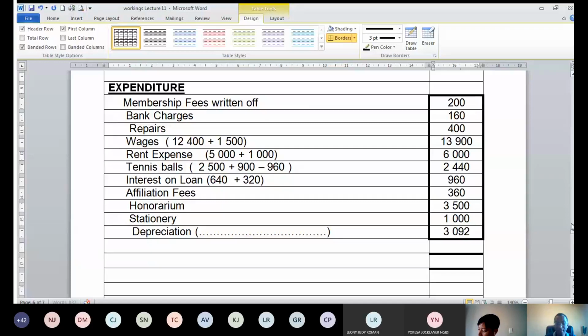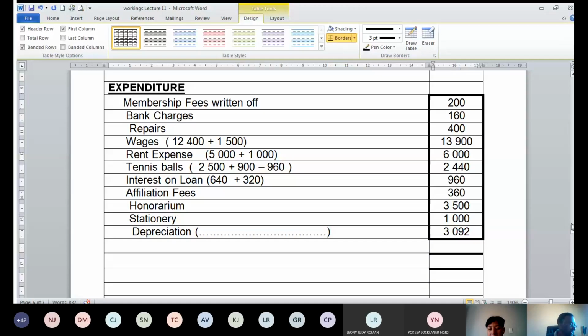I go down to all my expenses. I've got 200 Rand of membership fees written off, 160 Rand of my bank charges. My repairs was 400 Rand. My wages is now the new amount of 13,900. Rent expense has now been adjusted to 6,000 Rand. My tennis balls is now 2,440. My interest on loan is now 960 Rand. Affiliation fee of 360 Rand. Honorarium of 3,500 Rand. My stationery of 1,000 Rand. My depreciation expense now of 3,092.